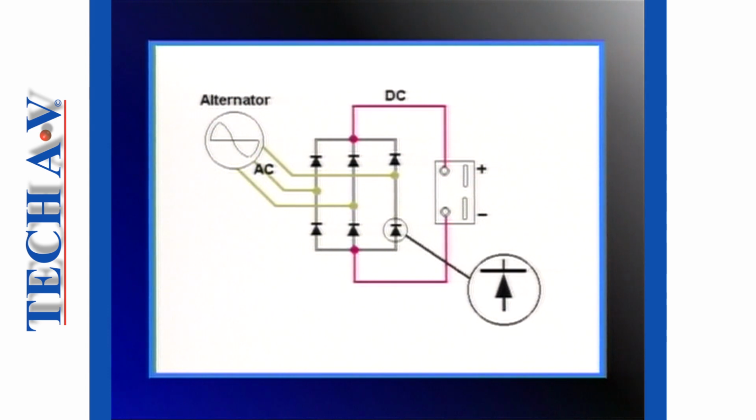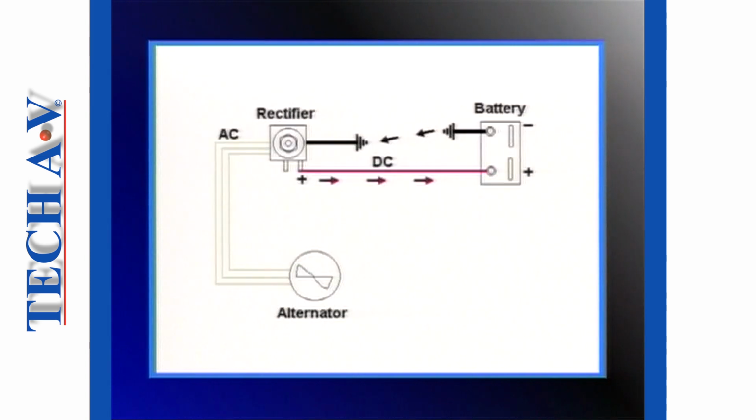A diode is like a one-way gate or valve, allowing current to flow in only one direction. The symbol for a diode is shown here. The arrow indicates the direction of current flow. The three-phase AC output of the stator flows into the rectifier. It gets converted to DC and is fed out of a single terminal where it supplies the battery.